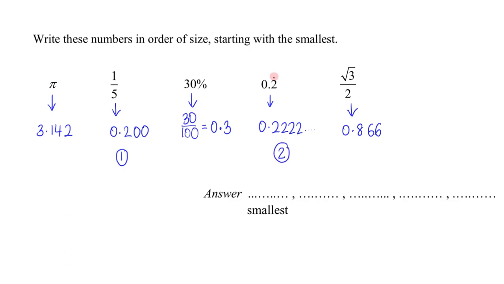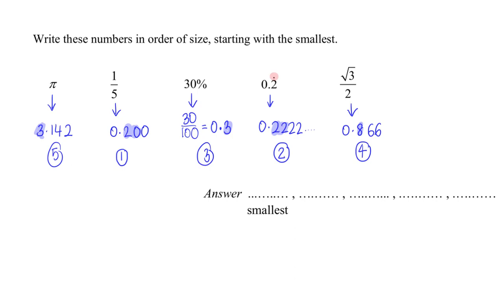Okay, I'm now actually looking at the first and second digit of the decimal place, followed by 0.3, 0.8, and the biggest will be pi, because it straight away starts from 3 and not 0 point something.